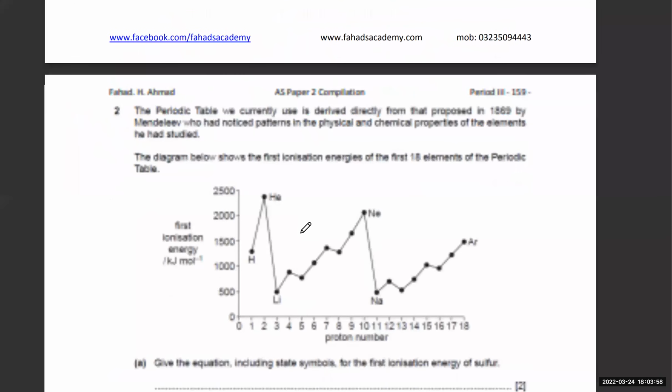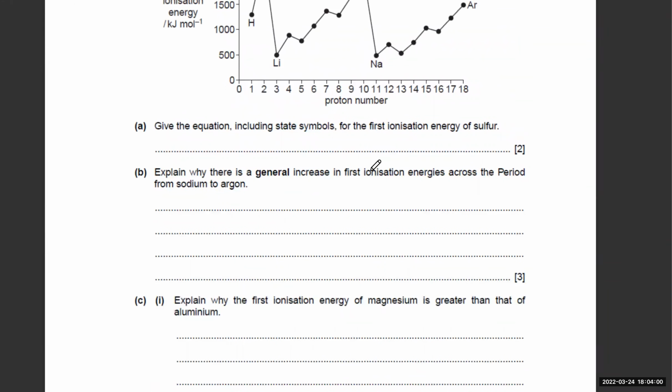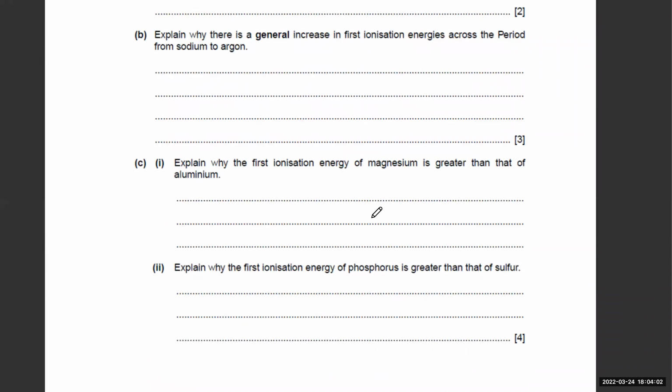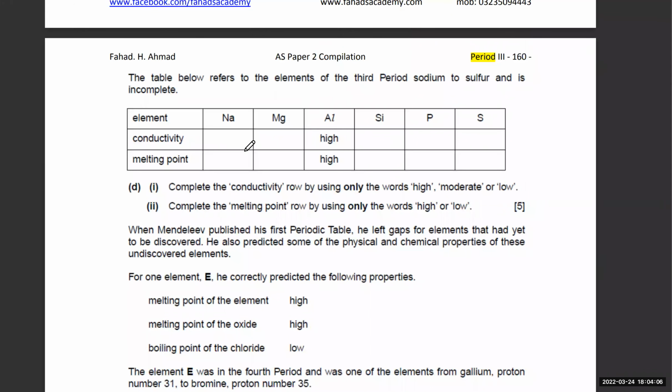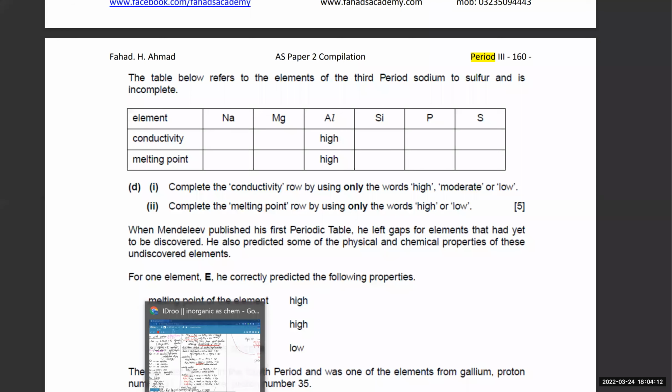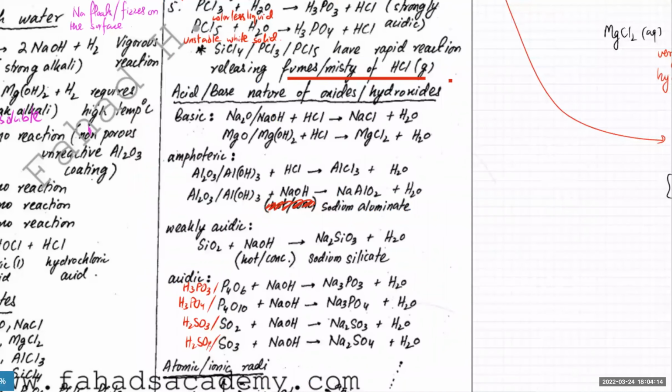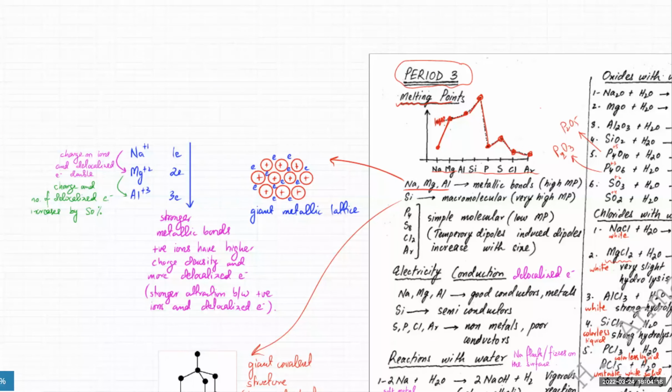Okay, next one. That's again ionization energy. We just did a similar question, so we can skip that. Here we come to conductivity and melting points. So the first one, melting points. I'll explain the reasons for melting points being high and low as well. The melting points look something like this.